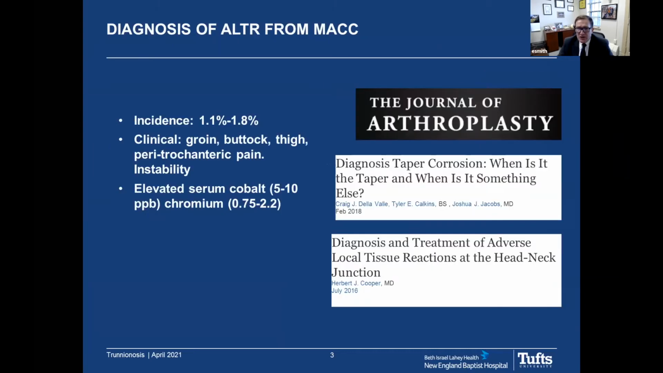Okay, so what about it? You have somebody who gets sent to your radiology department with a painful joint replacement; about 1.1 to 1.8% of the time it's going to be from ALTR, from MAC, and it presents very similarly to either aseptic loosening of the joint or even an infected joint: groin pain, buttock, thigh, trochanteric pain, and also instability. We'll get into that a little bit. Typically, the patients have elevated metal levels, cobalt somewhere between 5 to 10 parts per billion, and chromium as you can see there. These are two references that describe this.